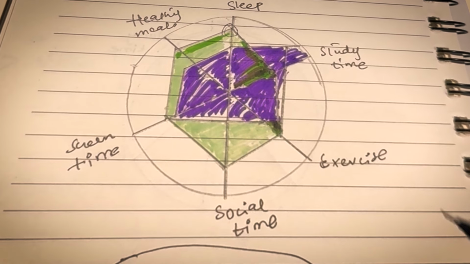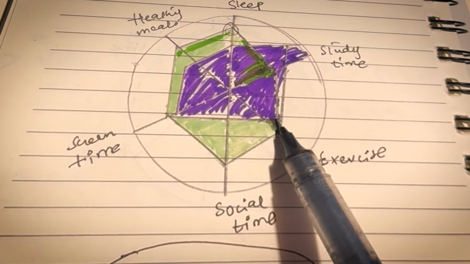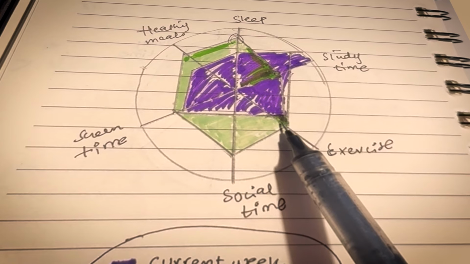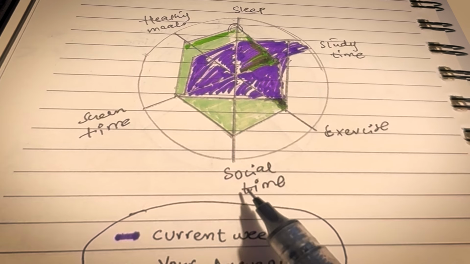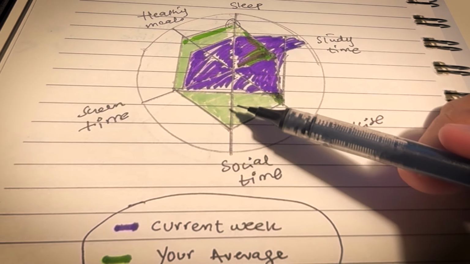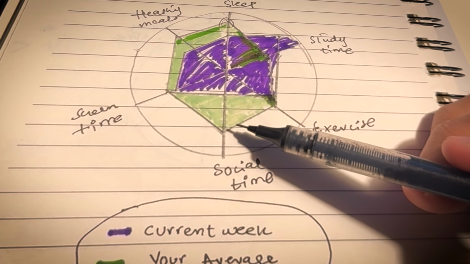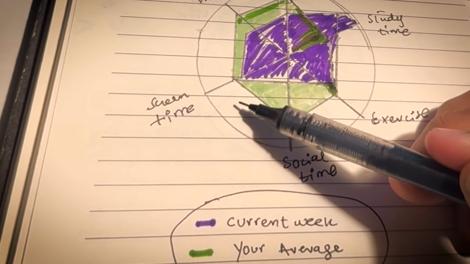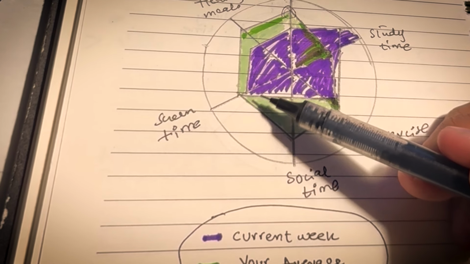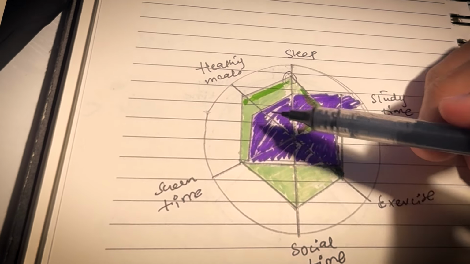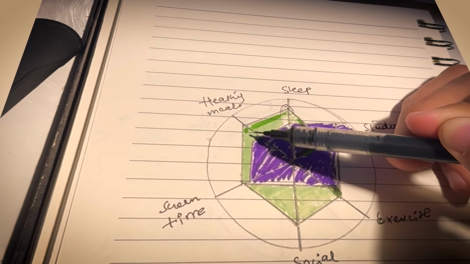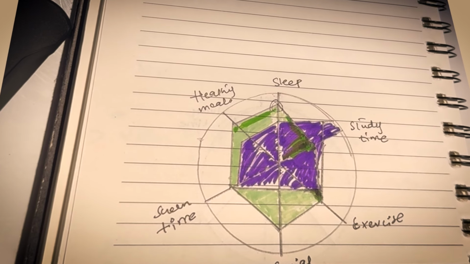Now let's discuss exercise. Only 2 days a week, but you normally do 4 days. You have slipped over here. Now let's see the social time. Just 3 hours, compared to your average 7 or 8 hours. Meaning isolating yourself. Now the screen time. 7 hours this week, but your average is only 3. Too much scrolling. Healthy meals? Only 1 meal today. You usually have 3. Running on junk food.